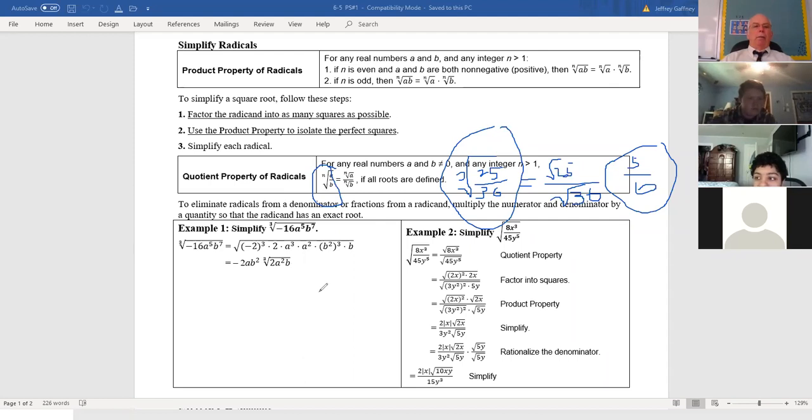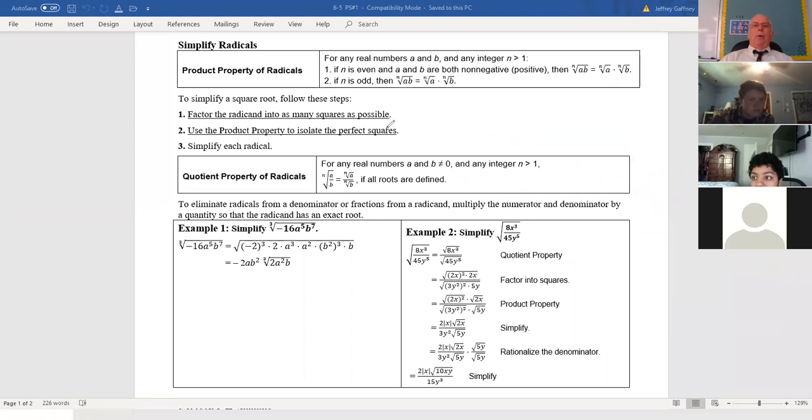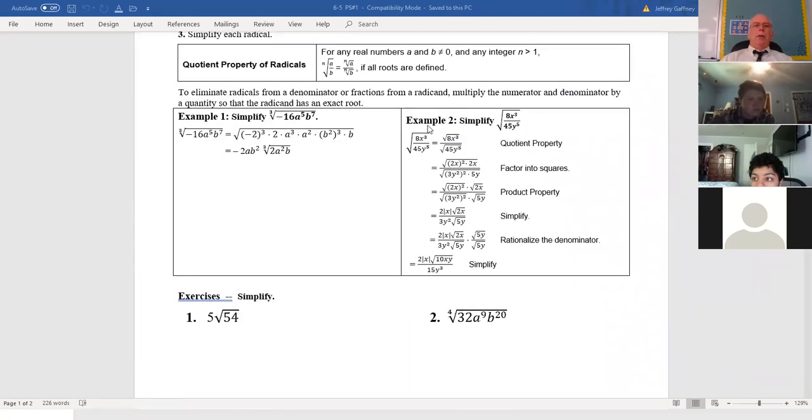Everybody awake? All right. Okay, so let's look at this example. Let me scroll up just a bit because it's pretty good. All right, so we're doing cube roots. Okay, so pay attention to that.